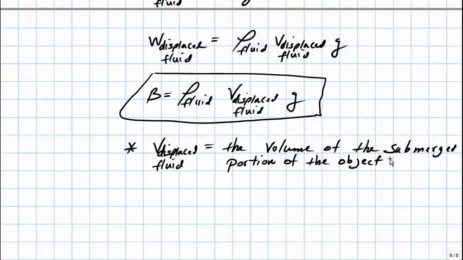When the object is totally submerged, then the volume of the displaced fluid will equal the volume of the object. However, when the object is partially submerged, we need to only consider the portion of the object that's below the surface of the fluid.